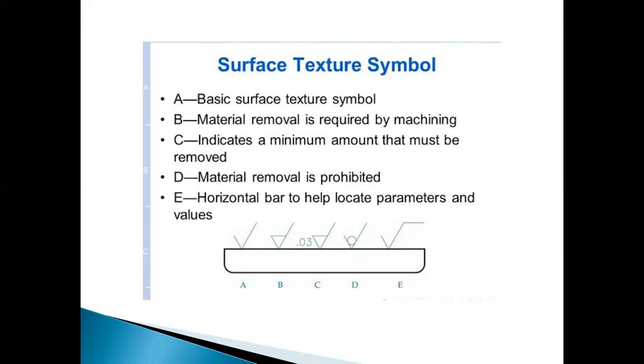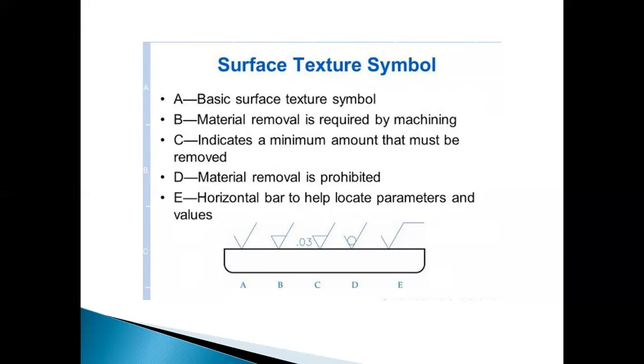In the diagram, we see the various symbols, and each symbol has a different meaning. The first one, two legs, means the basic surface texture symbol. The second one is represented by B, which means material removal is required in machining. Whenever we machine, the material must be removed, and in that case we use this type of symbol.